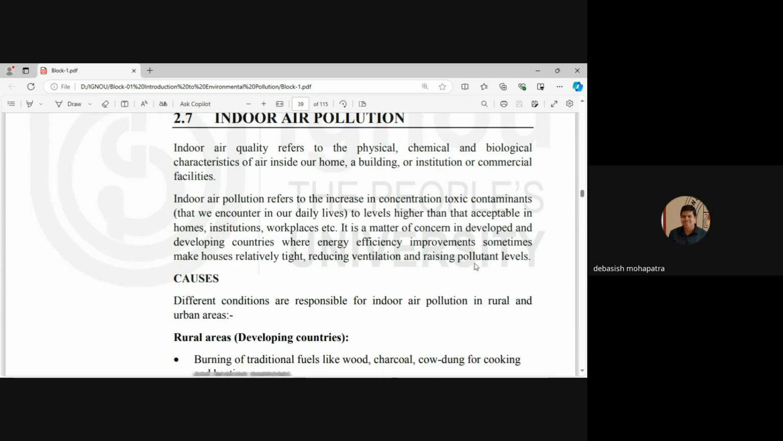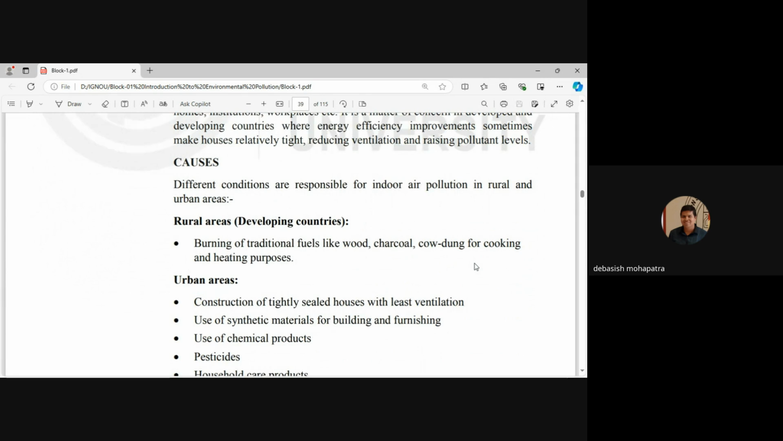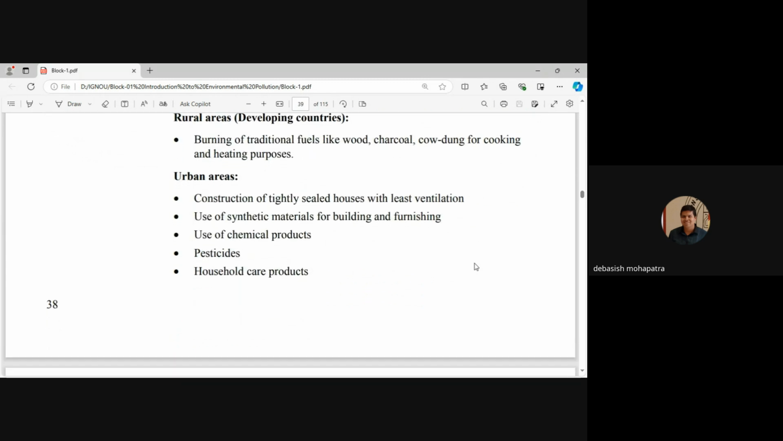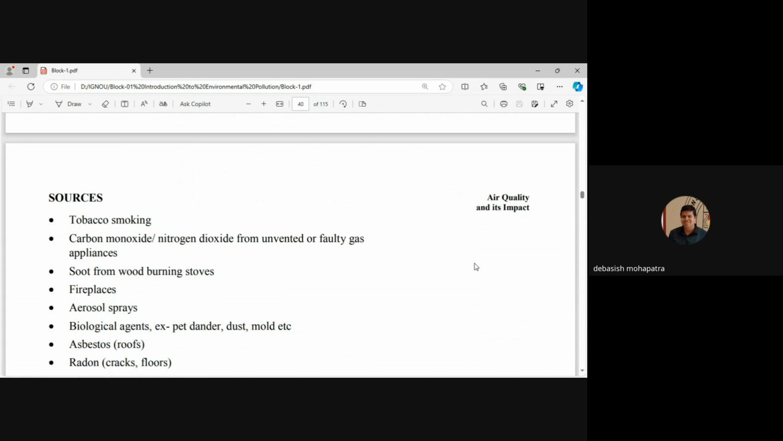So what are the causes? First, in rural areas of developing countries, burning of traditional fuel like wood, charcoal, cow dung for cooking and heating purposes. Then urban areas: construction of tightly sealed houses with least ventilation, use of synthetic material for building and furnishing, use of chemical products, pesticides, household care products. These are all the causes of indoor air pollution.